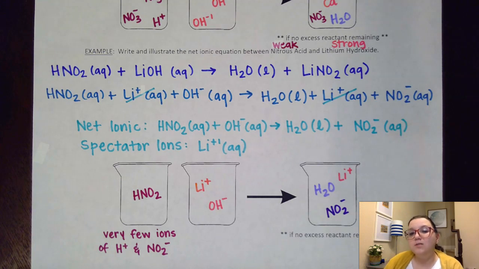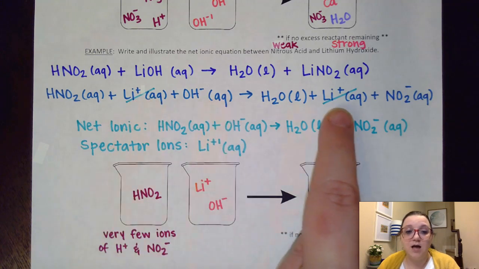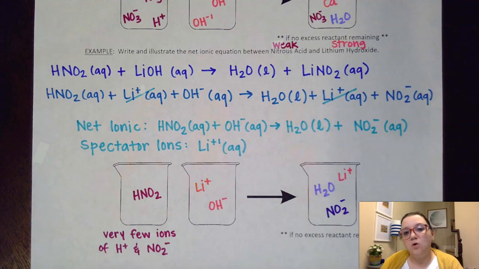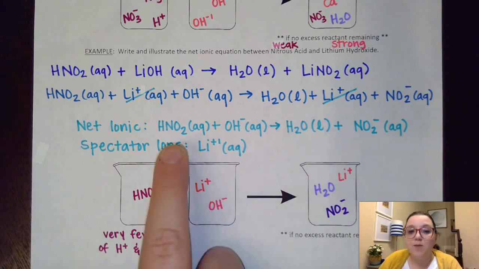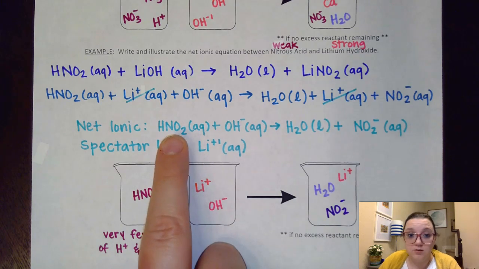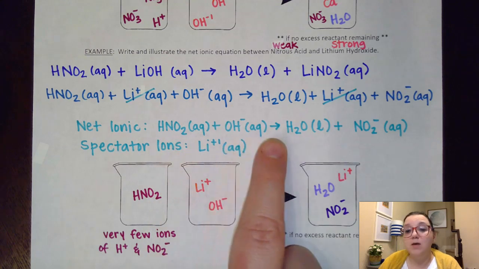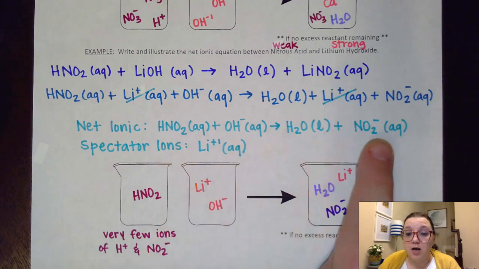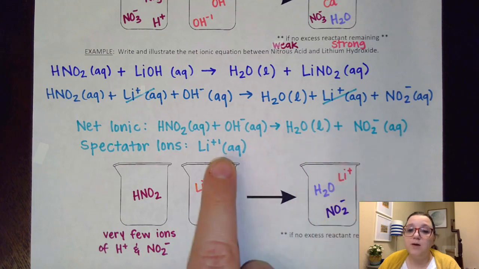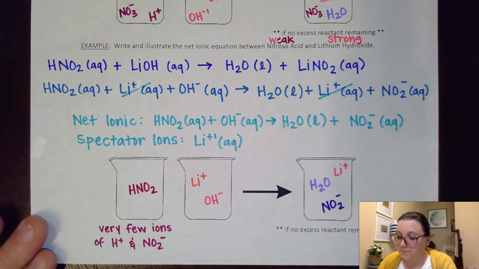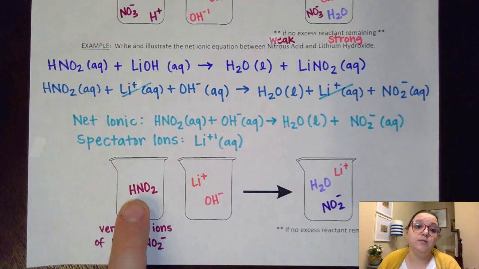So now notice that the only spectator ion here was the lithium ion. That was the only thing that stayed the same from side to side. And so our net ionic equation here looks very different than the one we saw up above. This time I have that acid written all together in there, HNO2, with the hydroxide ion forming my water and my nitrite polyatomic ion. The only spectator here was the lithium. So on my particle diagram, I would leave the HNO2 together here.